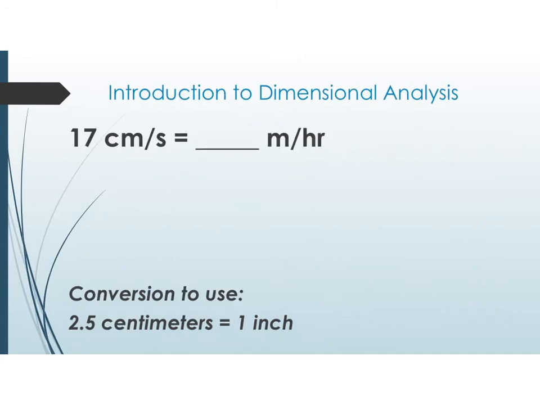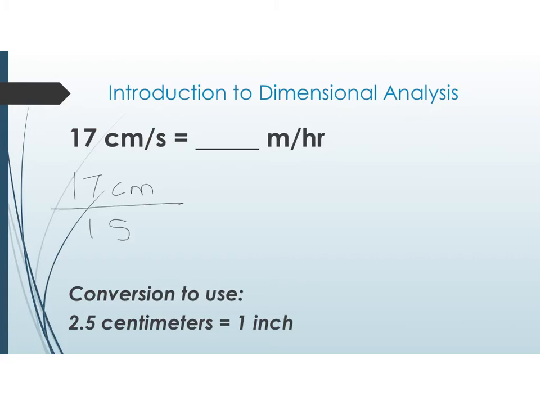Okay, this one's a little bit different. This time our given is a derived unit. So it's not just 17 centimeters, it's not just 17 seconds, it's 17 centimeters per second. So when we set up our given here, it's not just going to go over 1, it's going to go over 1 second. So we want to be careful of that. So 17 centimeters over 1 second.